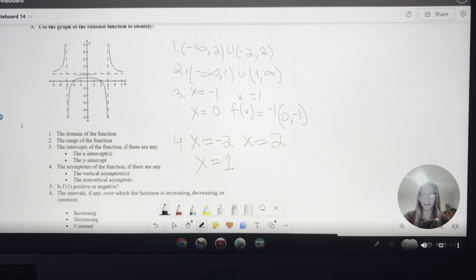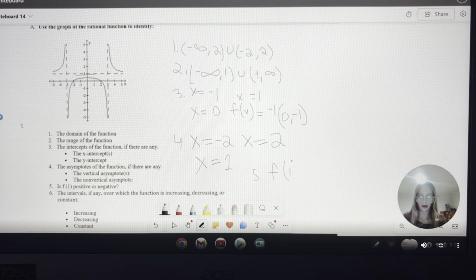Okay. Is f of 1 positive or negative? From the graph at x equals 1, it's below the x-axis, so it will be negative. f of 1 is negative. Okay, I'll just put n.